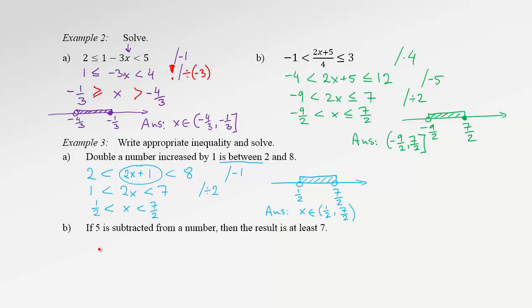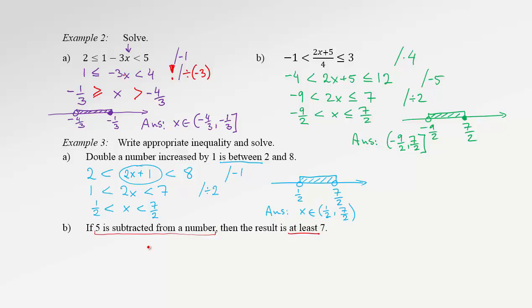Next example. Again, first try it on your own. If 5 is subtracted from a number, then the result is at least 7. The phrase "at least" indicates inequality. At least means more or equal. So whatever phrase we have here, 5 subtracted from a number, it will be more or equal 7.